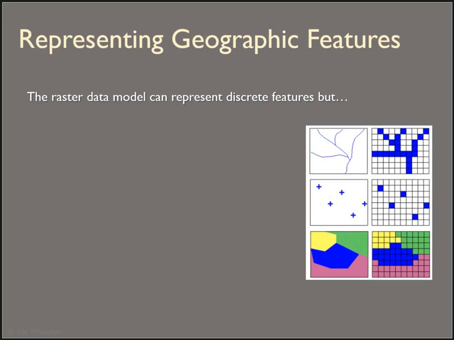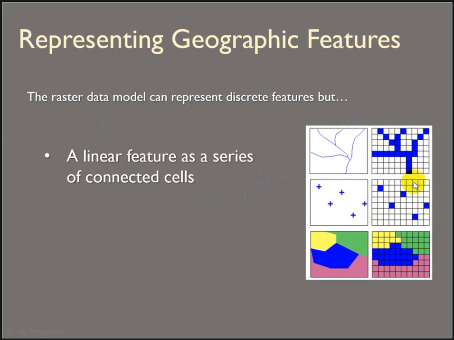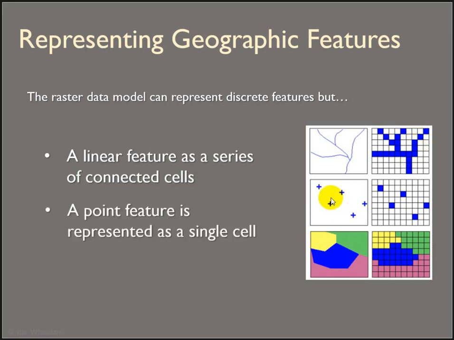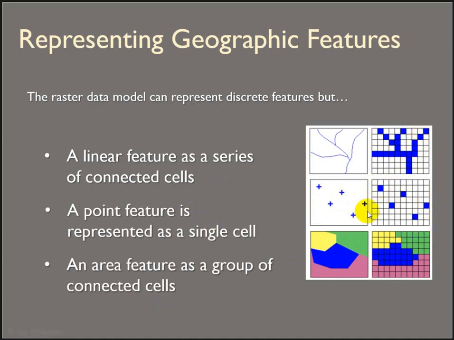Raster data models can represent discrete features. You don't have to use vector data. But be aware, linear features are going to be mapped as a series of connected cells. And connected, you can even have rules of whether it's just corner to corner or if they have to be adjacent. Point features are going to be represented by a single cell. And then obviously area features are a group of connected cells.